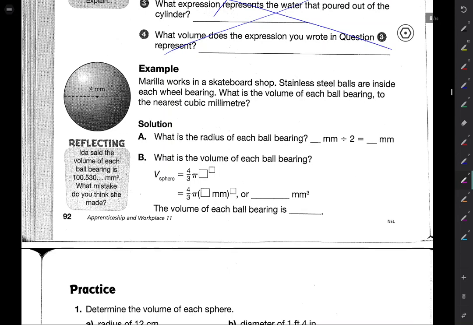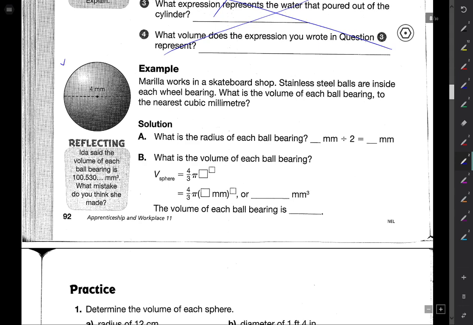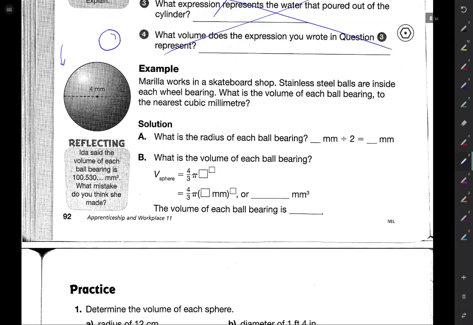Marilla works in a skateboard shop. Stainless steel balls are inside each wheel bearing. What is the volume of each ball bearing to the nearest cubic millimeter? So this over here is the diagram of the ball bearing. This is not a circle, this is a sphere. It's like a ball shape, a three-dimensional ball shape. So they give us that the diameter is 4.